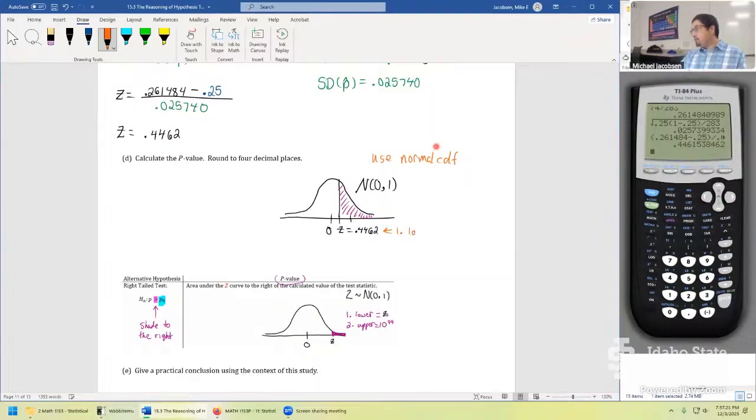So this will be input 1, lower, because we've shaded to the right. Input 2, upper, is 10 to the power 99. I'm really just following this as a guide. Right tail test just means shade to the right, and it's a section 5.5 problem. So hit second, vars to pull up your distributions. We're in normal CDF. The test statistic is the lower value, so 0.4462. The upper value we have set right, 10 power 99. So all we had to change, because everything was already set up, is just that one value.